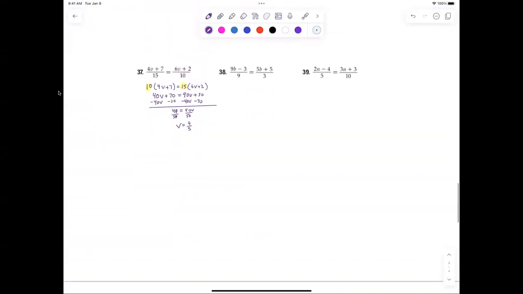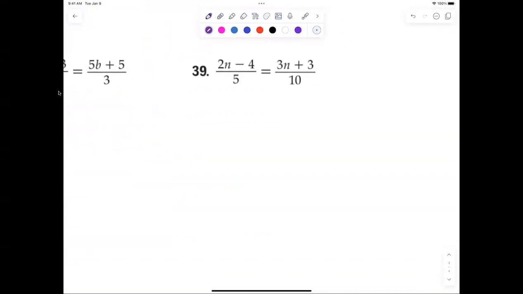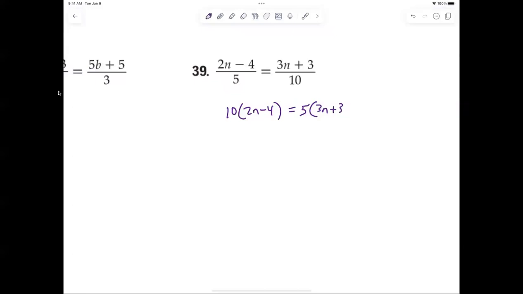All right, here we go. Last one for me, 39. All right, again, we're going to go ahead and cross multiply. So we're going to say 10 times 2n minus 4 equals 5 times 3n plus 3. Someone asked me, can I switch this around? This can be here. It's the same thing. It doesn't matter what order you put it in.